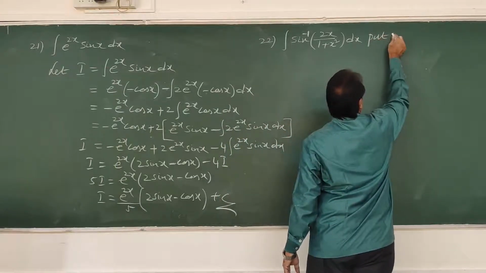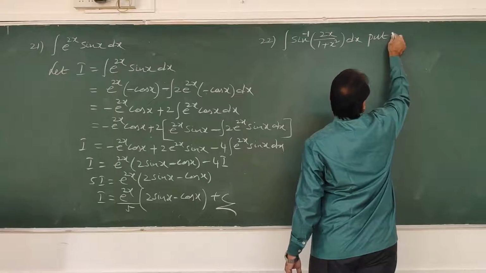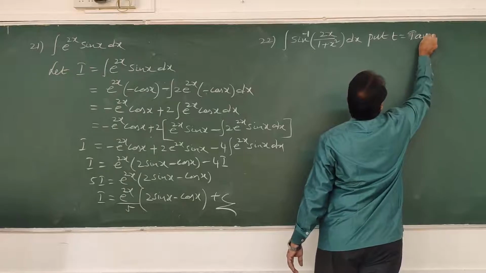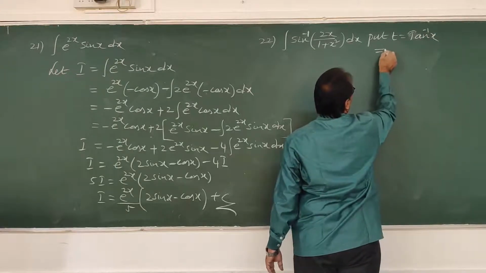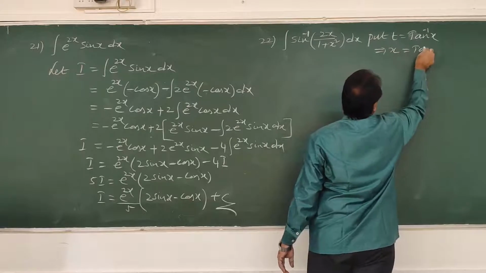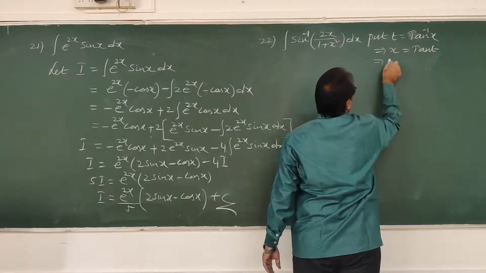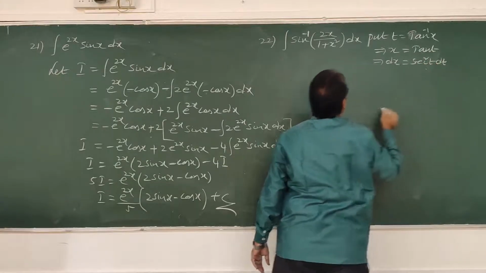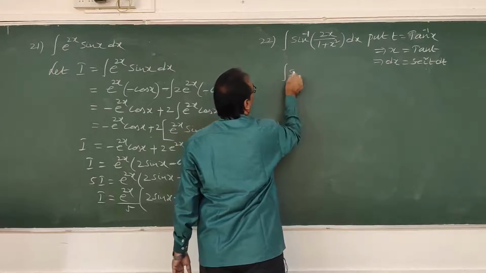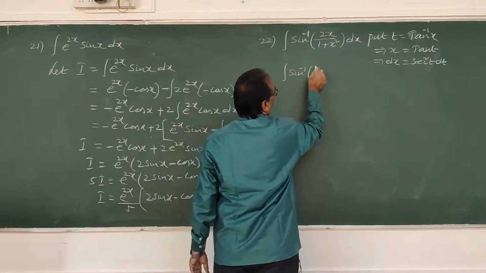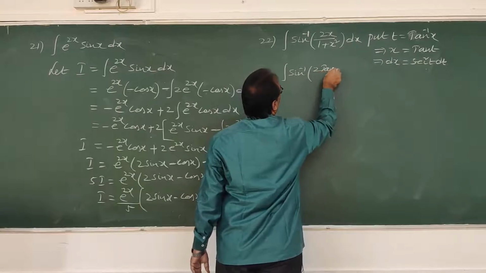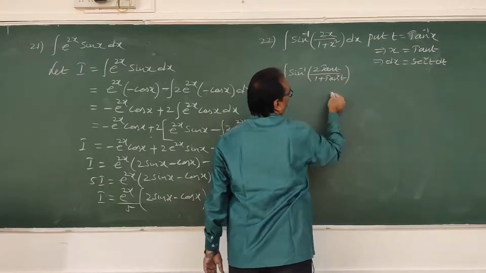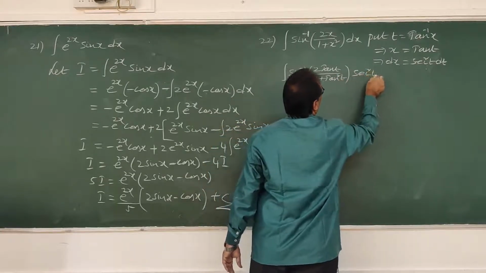Put theta is equal to, or x is equal to, whatever you want, you write. Put t is equal to tan inverse x. Put t is equal to tan inverse x means x is equal to tan t, which means dx is equal to secant square t dt. Okay, you keep like this. Now integral sin inverse, which formula will apply here? x is equal to tan t means 2 tan t by 1 plus tan square t, correct? What is dx? Secant square t dt.